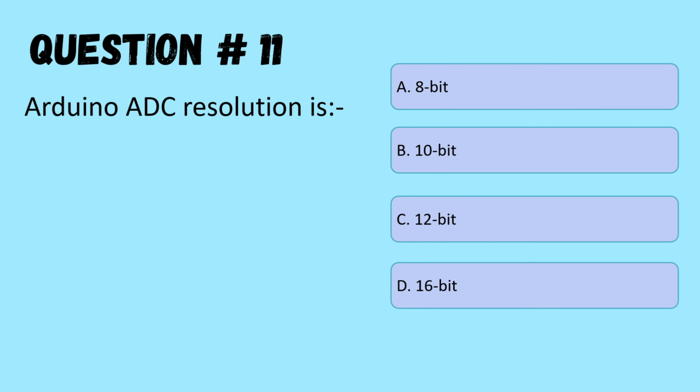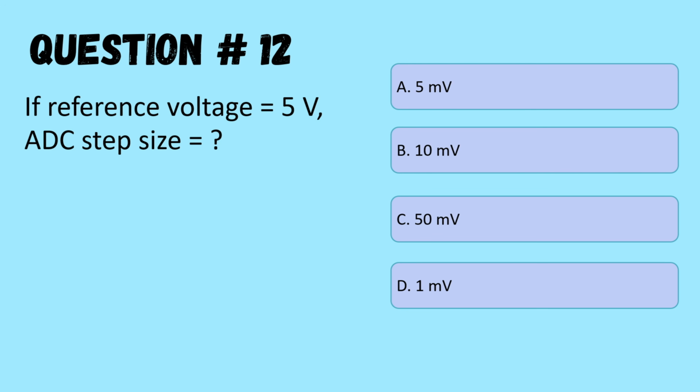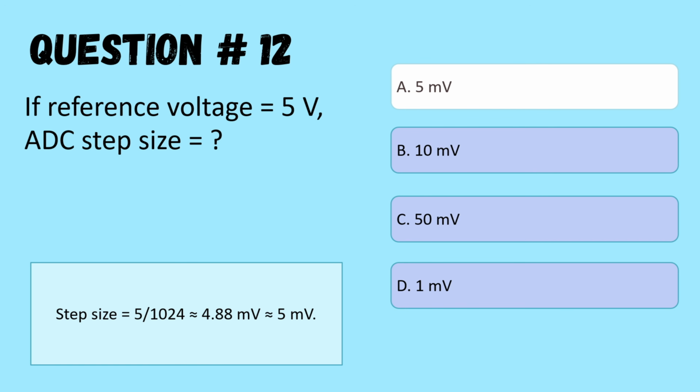So we are moving to the next question. Next question is: Arduino ADC resolution is 8-bit, 10-bit, 12-bit or 16-bit? So the correct option is option B, 10-bit. So we are moving to the next question. Next question is: if reference voltage is equal to 5 volt, ADC step size is equal to? Options are 5 millivolt, 10 millivolt, 50 millivolt or 1 millivolt. So the correct option is option A, 5 millivolt.